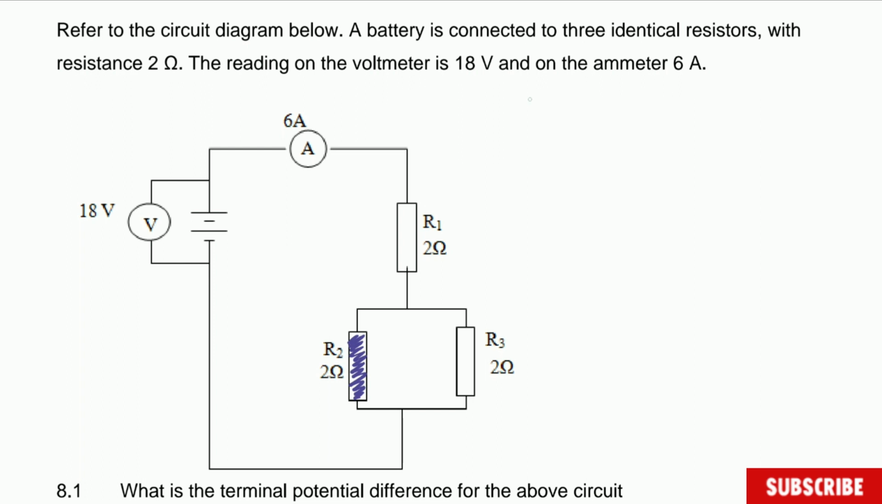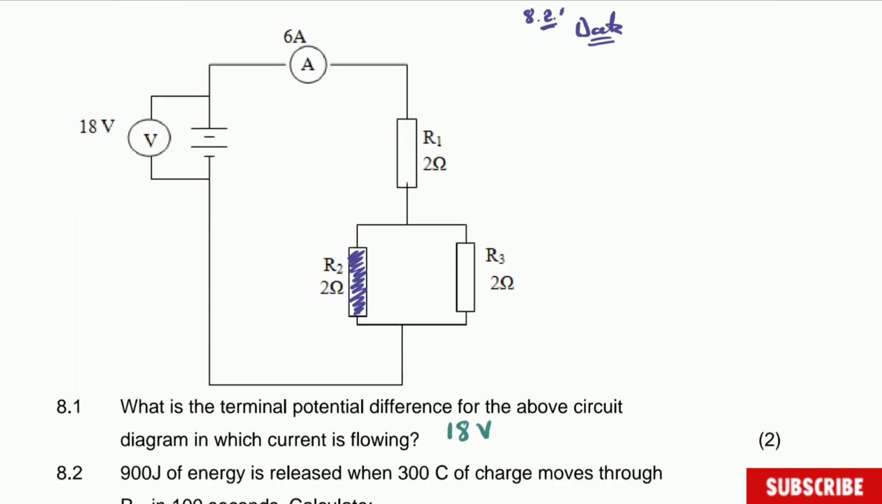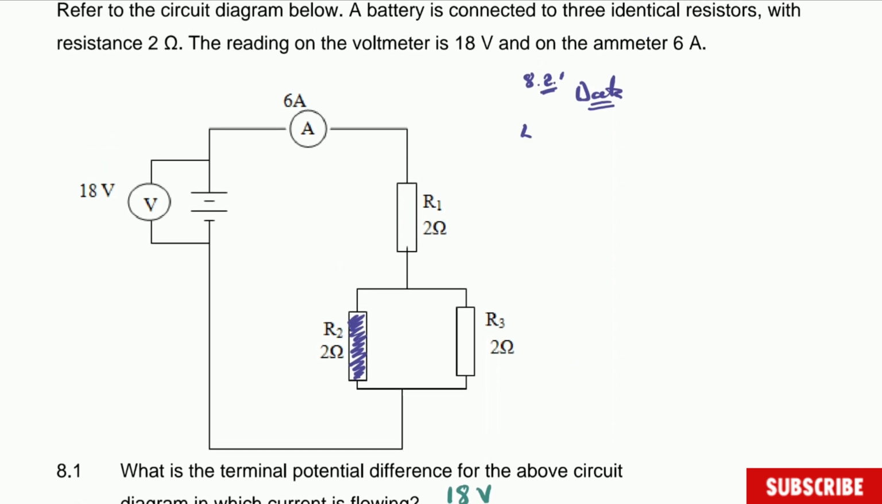This one will be question 8.2.1. So let's write the data here. What is given to us? They say that 900 joules of energy. So energy, with the symbol E, or in the work we are doing could also be W, is going to be equal to 900 joules.